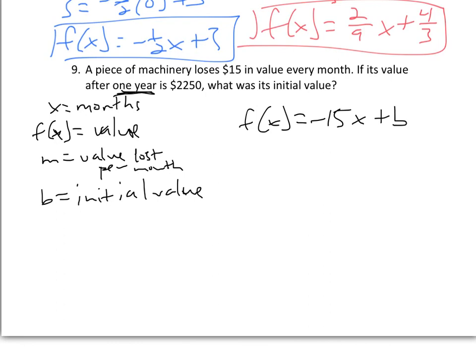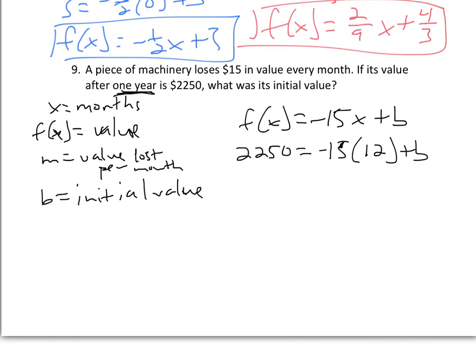So you start with the initial value, and you're going to keep losing $15 a month. Okay, so f of x, so after 1 year, the value is $22.50. You're using 15 per month, and it's been 1 year or 12 months at that point. We're going to find the initial value. So we need to do negative 15 times 12.